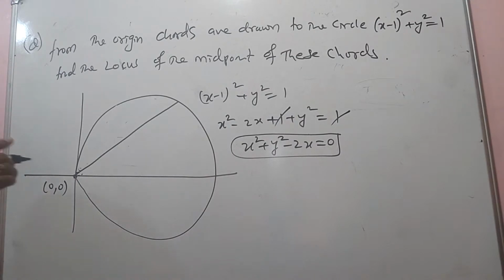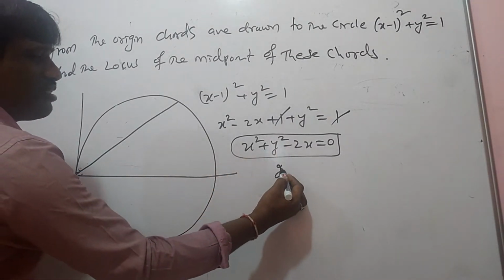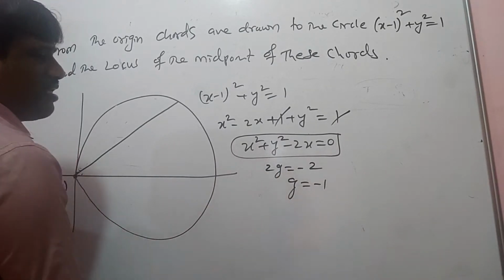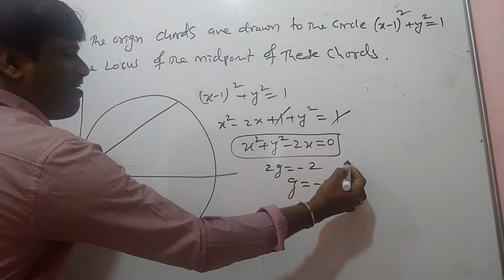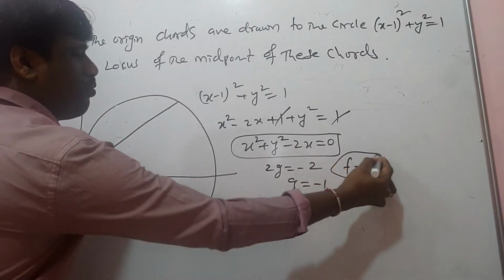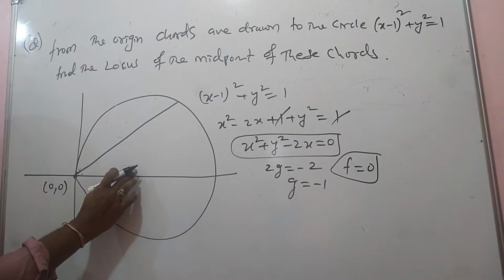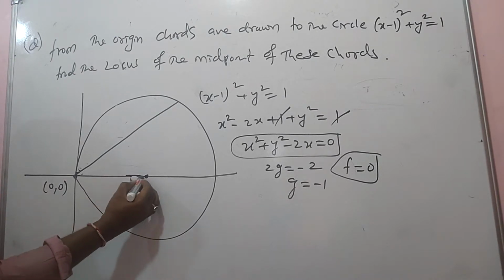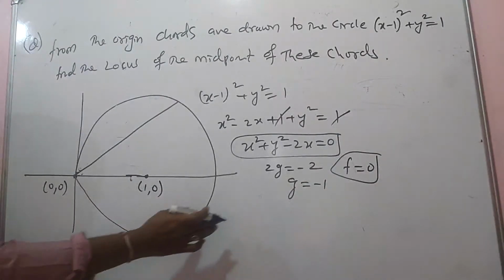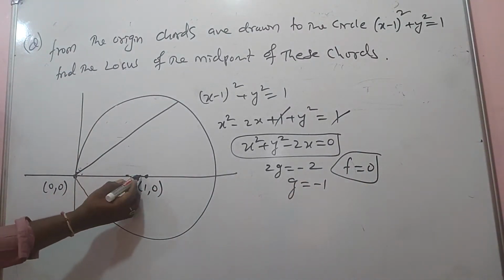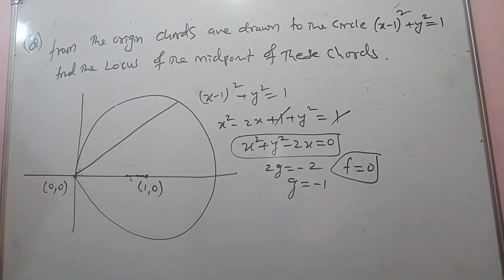Then what is the center of the circle here? 2g is equal to minus 2, so g is equal to minus 1, and f is equal to 0 because there is no y term. So the center of the circle is 1 comma 0. Now what I have to apply here is the chord.